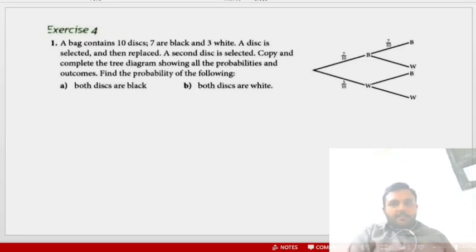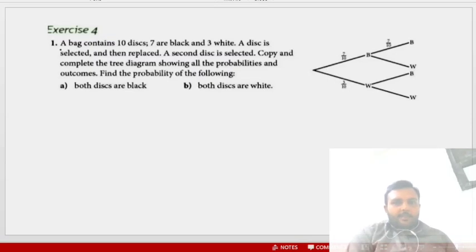I'm going to start IGCSE, the new syllabus, exercise 4. It's about the probability chapters. All my lecture series you will find over there. So now I'm going to start from exercise 4. The other lecture series you will also find, I will give the description at the end. Let me start from exercise 4.